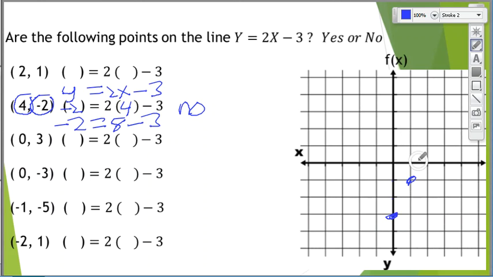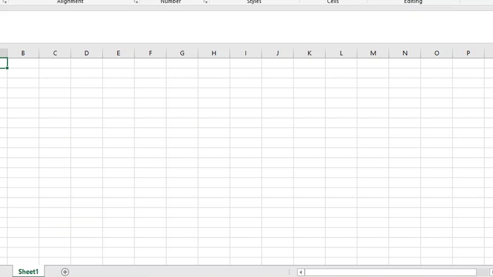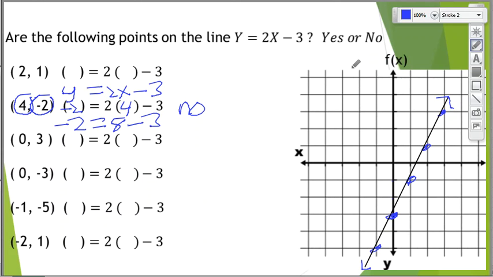And if we look at the graph of the line again, sorry, when I cleared the page, it actually cleared that off too. I'm going to graph it for you really quick. Okay, so we can see the point 4, negative 2. If we go to the right 4, 1, 2, 3, 4, and then down 2, that would be right here. And that point is not on our line. Okay, let's look at 0, 3.